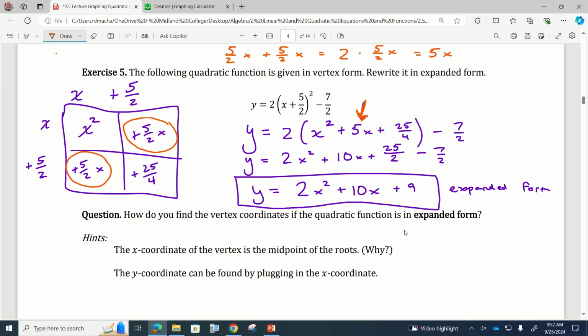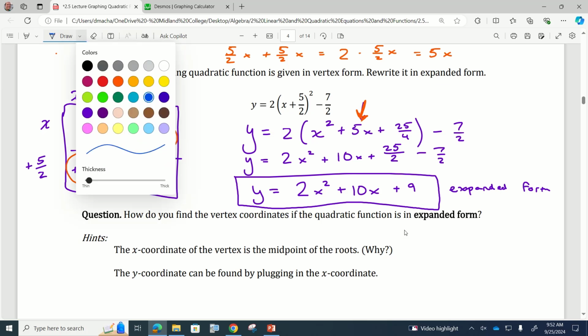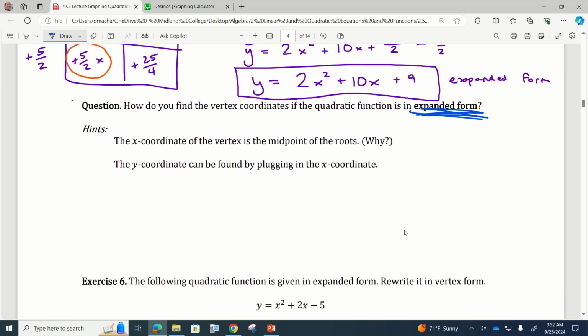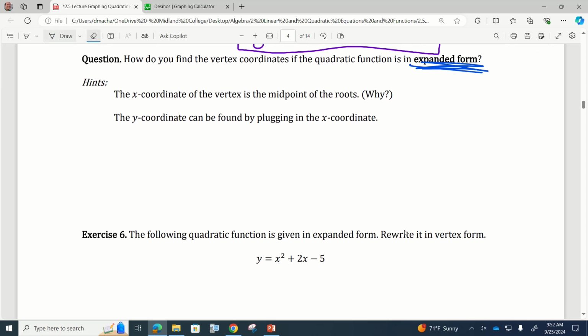Other questions? Okay. Now, the next thing I've got typed up here in my notes says, how do you find the vertex coordinates if I give you the function in expanded form? This is not super straightforward, but we'll talk about it. The x-coordinate of the vertex, so when I say x-coordinate of the vertex, I'm talking about h. That is just the midpoint of the two roots. What I mean by the midpoint is it's halfway between the roots. And you can find that by averaging them. Just root 1 plus root 2 divided by 2. That's going to give you the x-coordinate of the vertex.